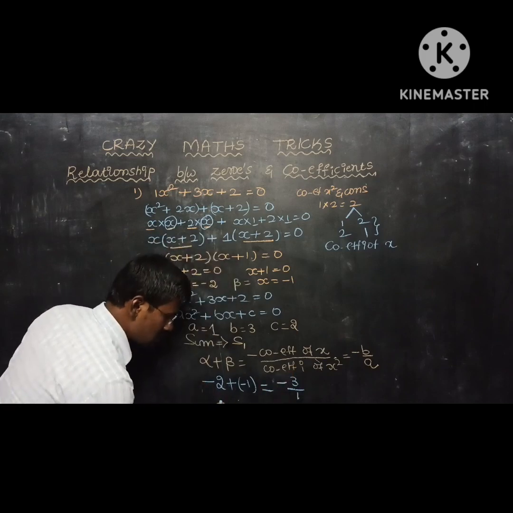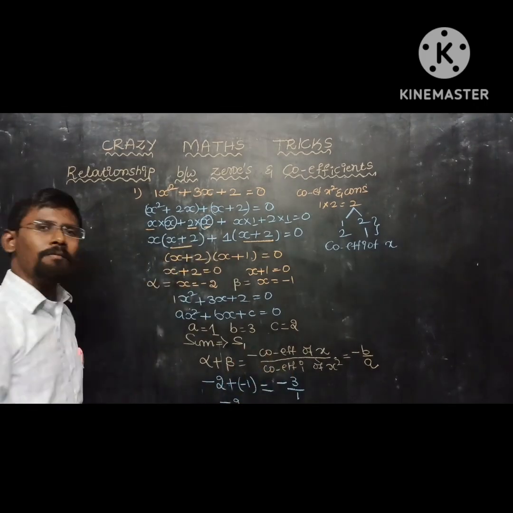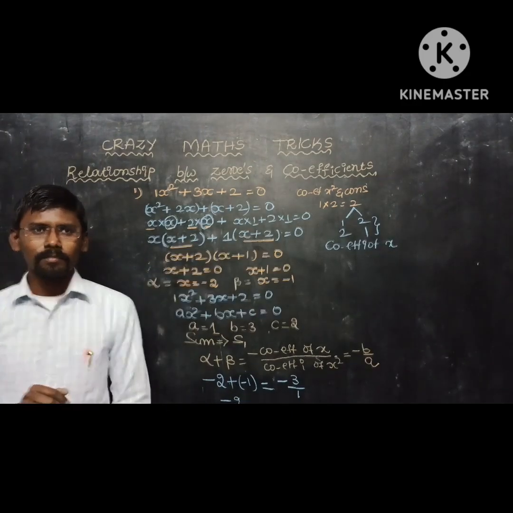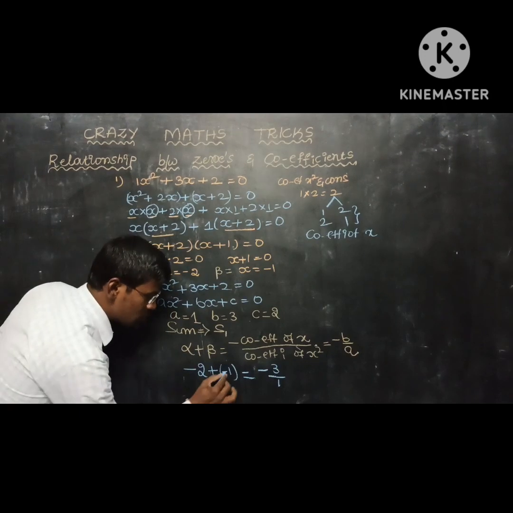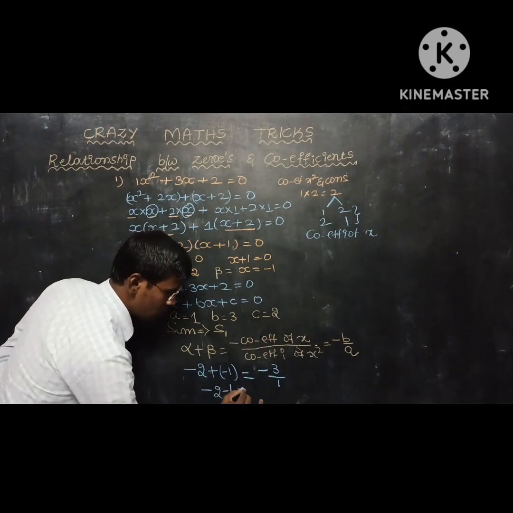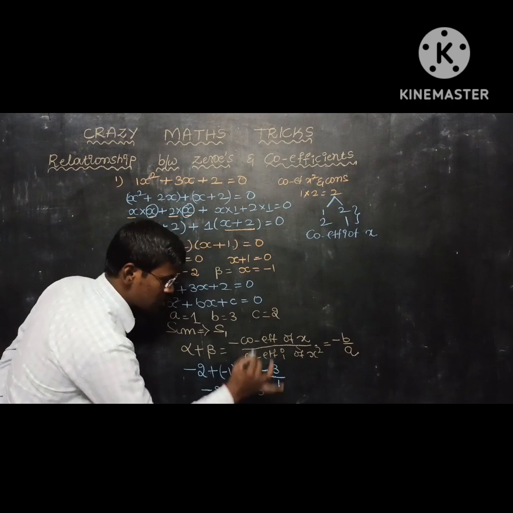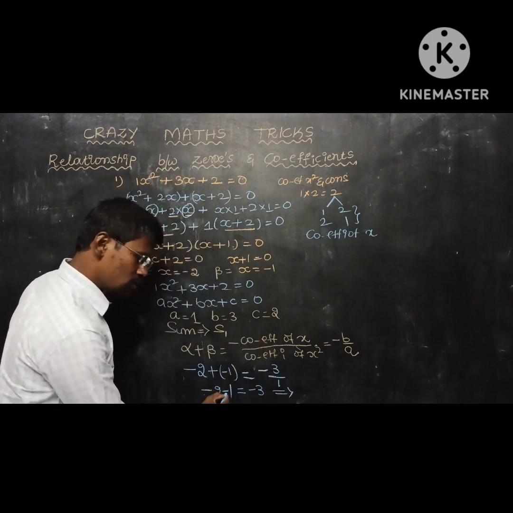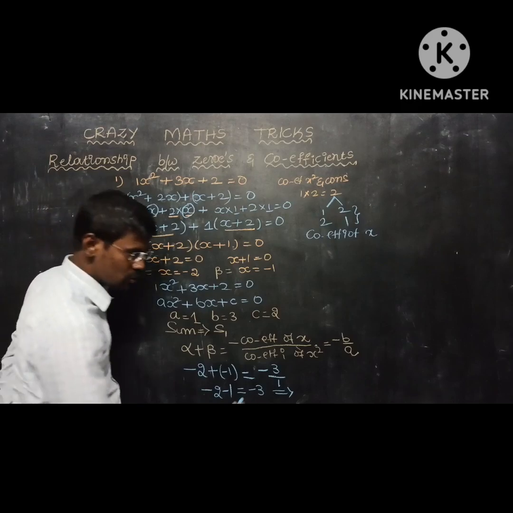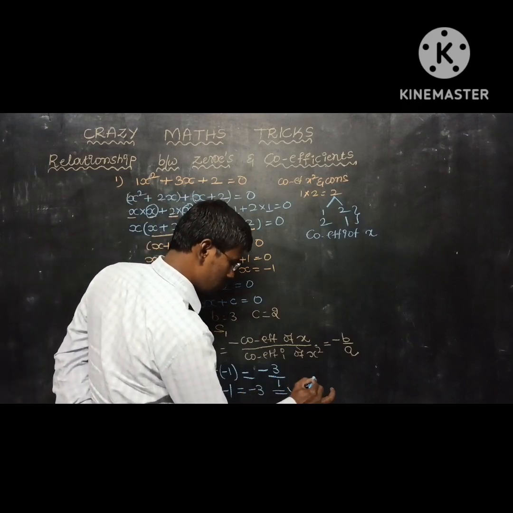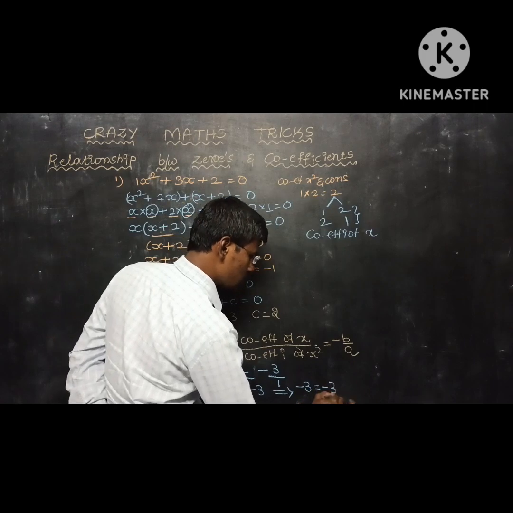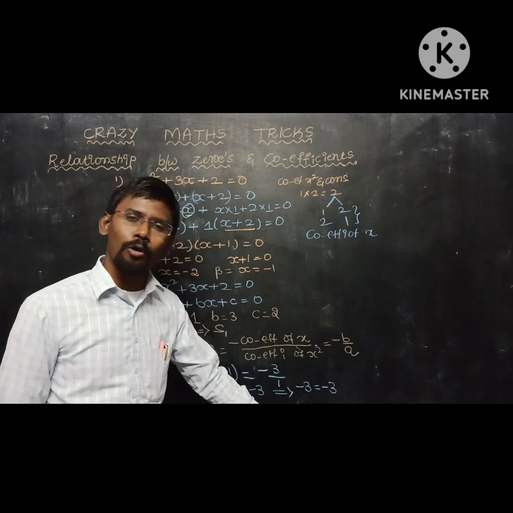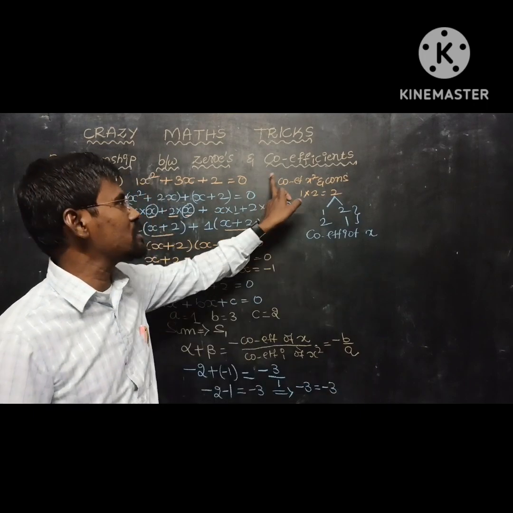Can be written as minus 2. Already we learned plus into minus, minus into plus. So here plus into minus gives minus, and minus 1 equals minus 3 by 1, which is nothing but minus 3. At the final step, what we got is minus 2 minus 1, both are negative. What do we have to do? We have to do addition, that is minus 3 equals minus 3. So we verified here the sum of the zeros relationship between coefficients and zeros.